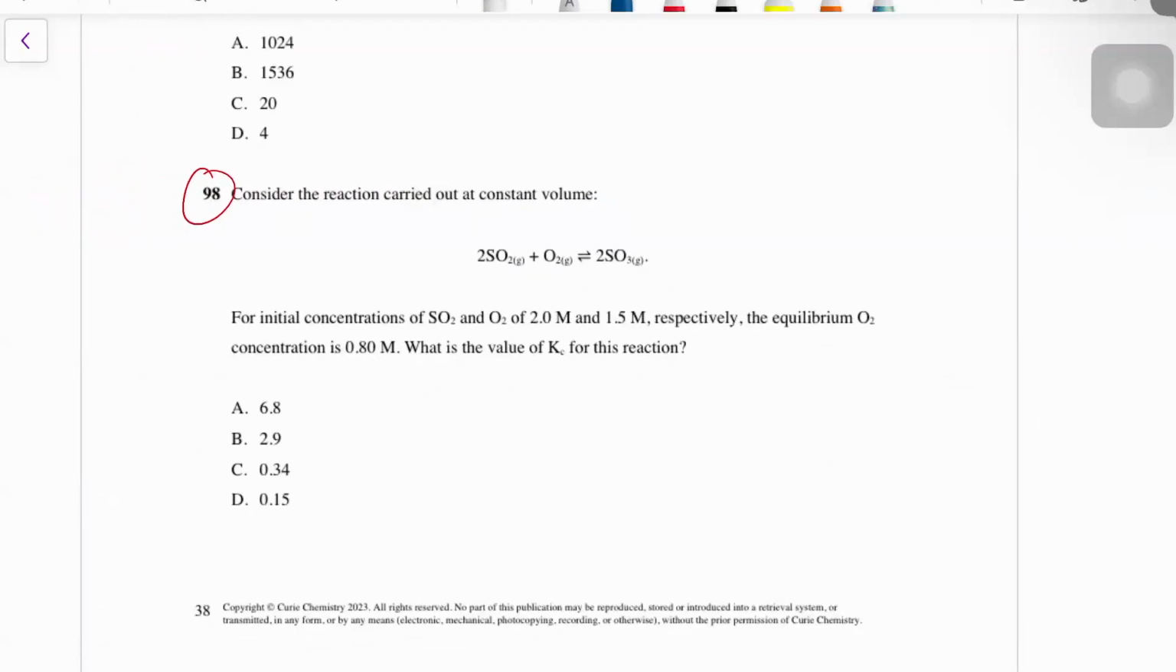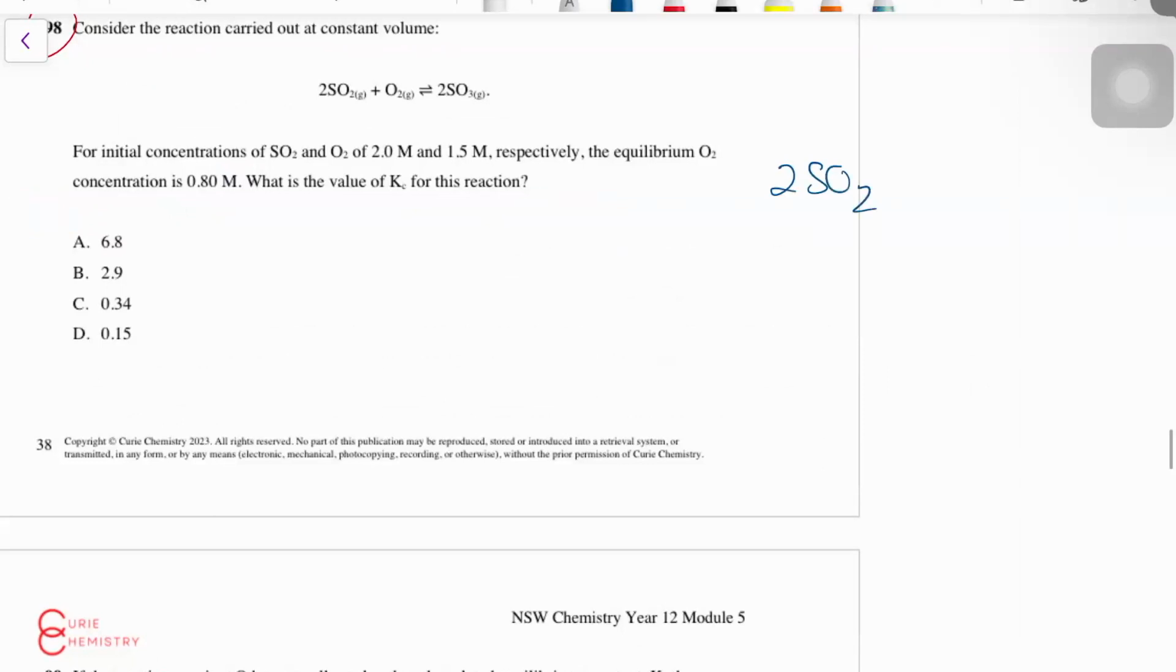They've given me some initial concentrations, and I've got one equilibrium concentration. Because I don't have concentrations all at the same time, I cannot sub anything into my expression yet. I need to set up my ICE table: 2SO2 + O2 turns into 2SO3, and then I have ICE.